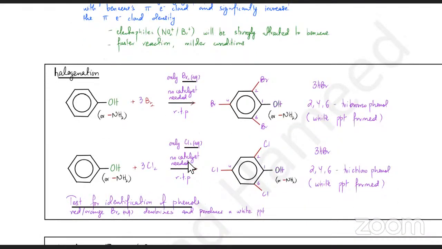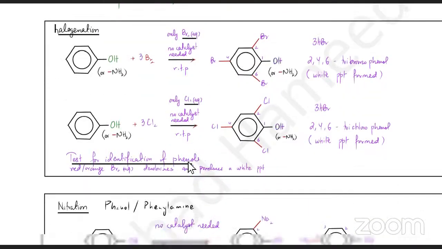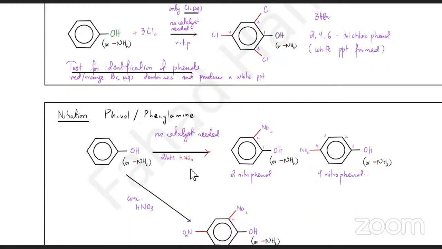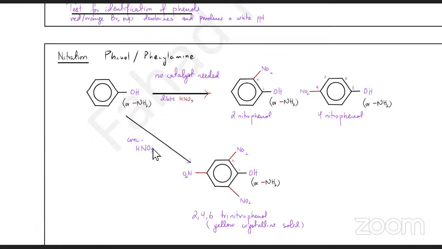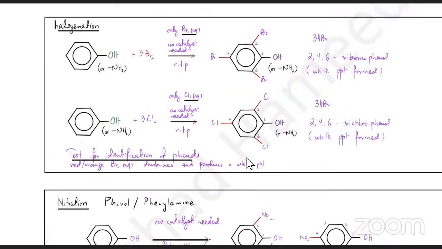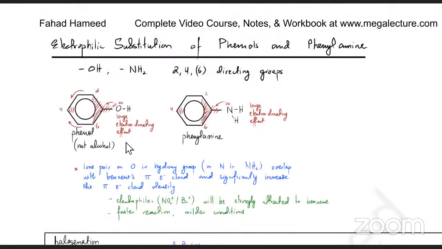Chlorination, no catalyst is needed. The reaction is significantly faster. Nitration, again, no H2SO4 needed. You can even do this with dilute nitric acid, and the NO2 will get attached to positions 2, 4. And if you do concentrated nitric acid, it will get attached to all 3 positions. So the question was basically, why does phenol have a faster reaction?